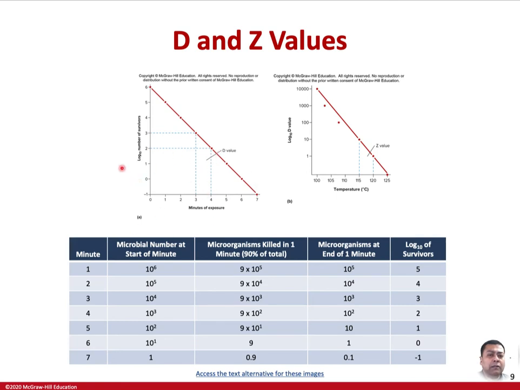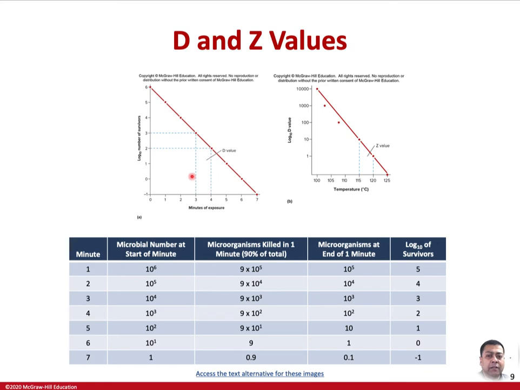So the plot on the left-hand side shows an exponential plot of the survivors versus the exposure to heating at 121 degrees Celsius. This is a straight line from 10 to the power 6 microorganisms at 0 minutes to 10 to the power -1 microorganisms at about 7 minutes. So in this example, the D-value is 1 minute. The data is tabulated right here.